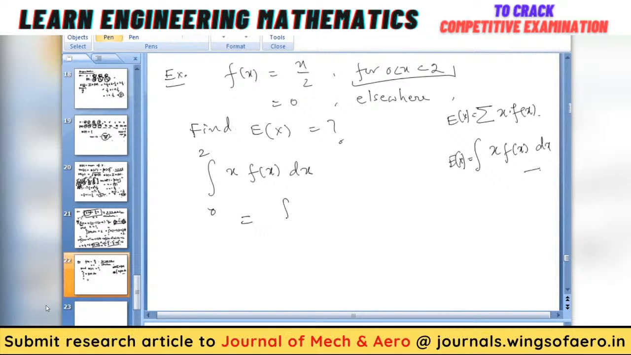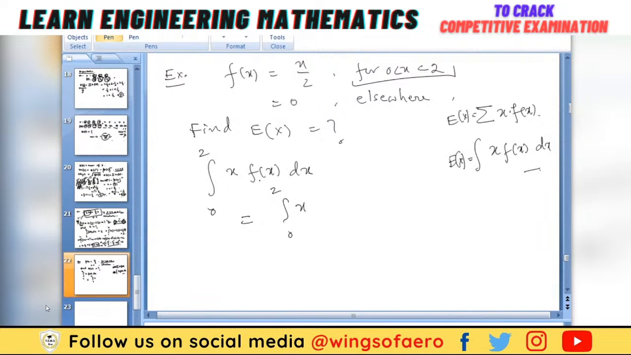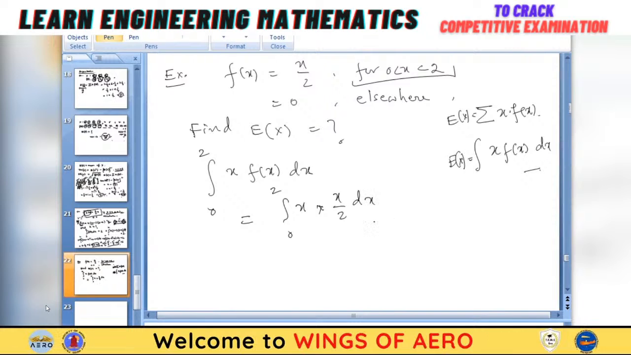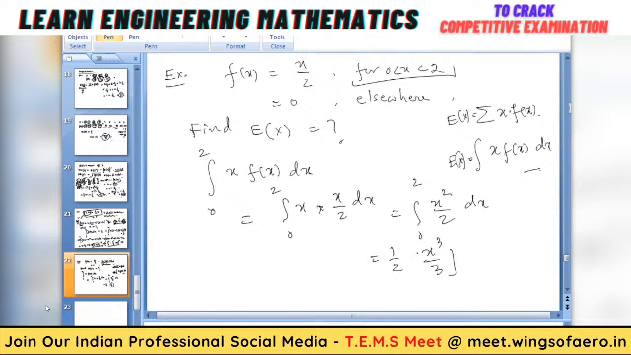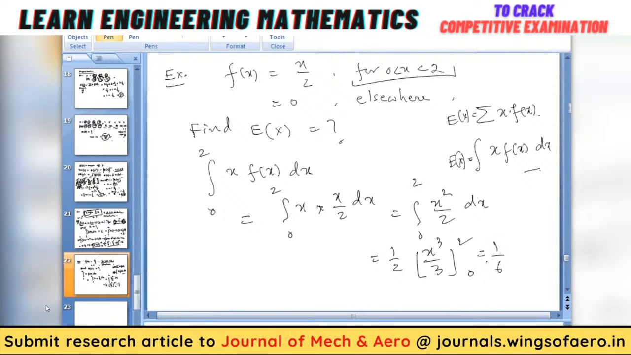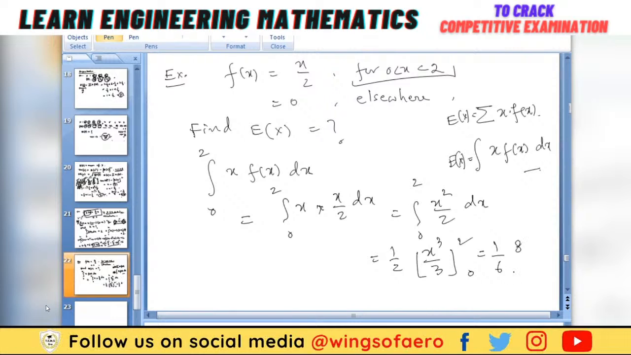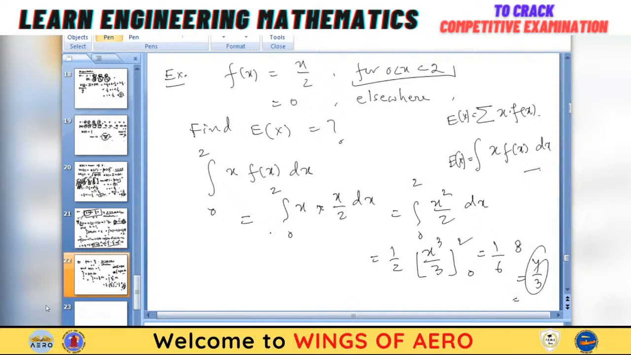So this is equal to integration from 0 to 2 of x times fx, where fx equals x by 2, dx. X square by 2. So this is equal to integral from 0 to 2 of x square by 2 dx. So 1 by 2 take it outside. X cube by 3. So 1 by 6 times 8. This is equal to 4 by 3. This is the expectation value.